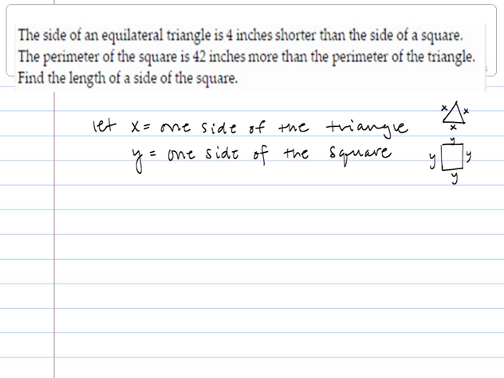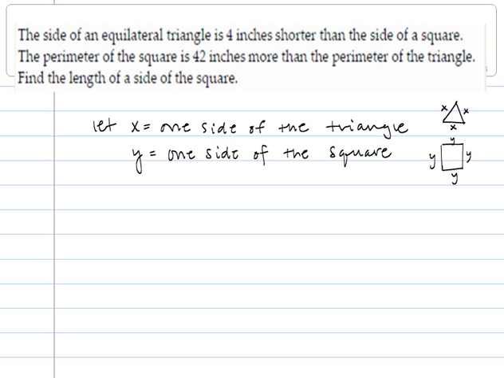So let's get started. Here's the first problem. It reads, the side of an equilateral triangle is 4 inches shorter than the side of a square. The perimeter of the square is 42 inches more than the perimeter of the triangle, and we're being asked to find the length of a side of the square. So notice I've already decided that x was going to represent the side of the triangle and y was going to represent one side of the square, and I've just drawn a couple visuals for you to see here to get the idea.